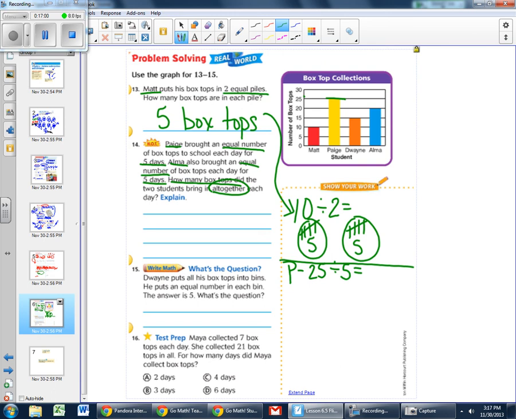Again, you choose how you're going to solve that. Are you going to act it out in drawing it? Are you going to do repeated subtraction? Some way that you can show and prove that you know 25 divided by 5 equals something.